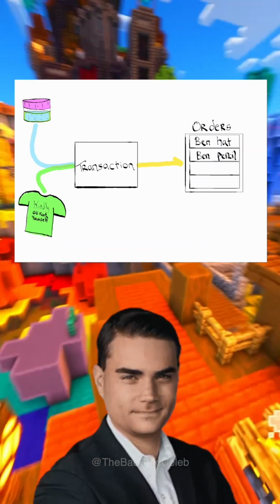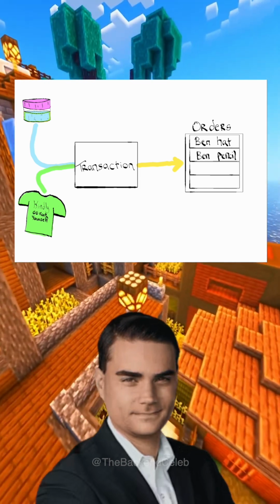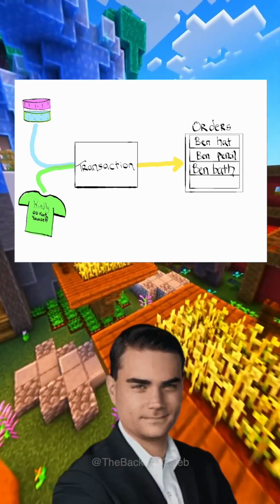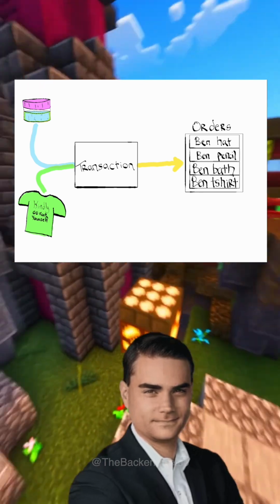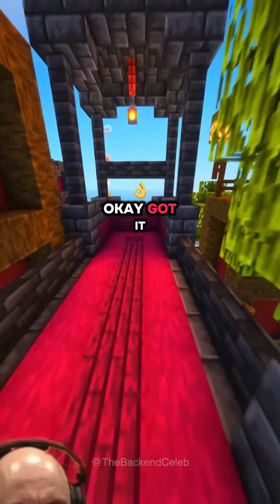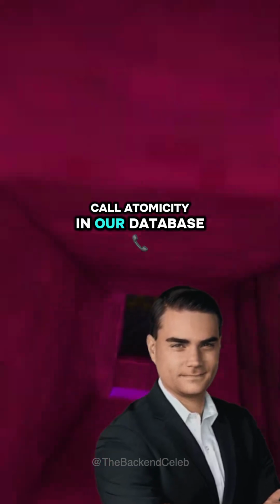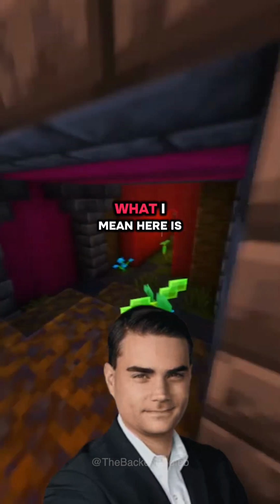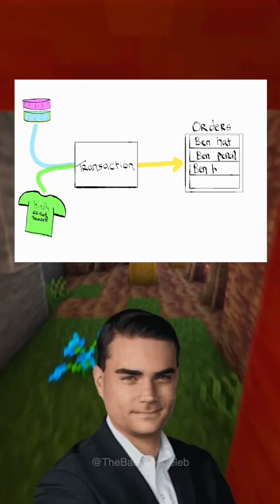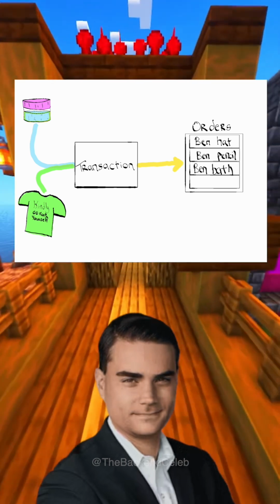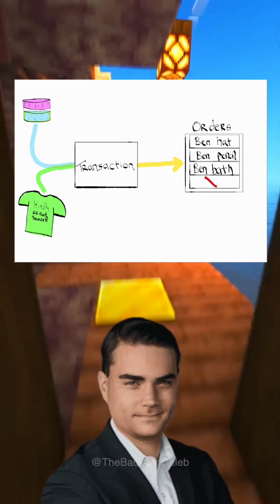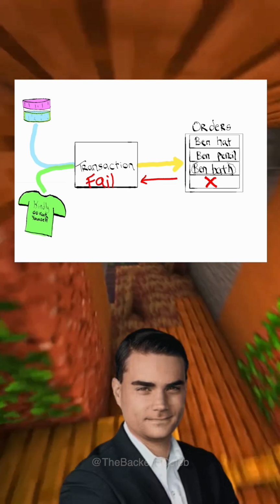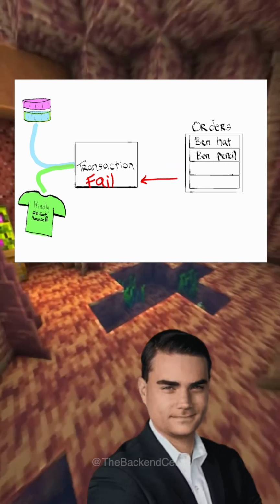But let me be very clear. Our database must perform two actions here. It must add an order for Ben Shapiro bathwater, and it must add an order for Ben Shapiro t-shirt. Okay, got it. To have what we call atomicity in our database, the transaction must either be completely successful or it should fail. What I mean here is, if we add Ben Shapiro bathwater to our order database successfully, and then when we try to add the Ben Shapiro t-shirt, but for some reason we cannot add it, then we should revert the adding of Ben Shapiro bathwater, and the transaction should fail.